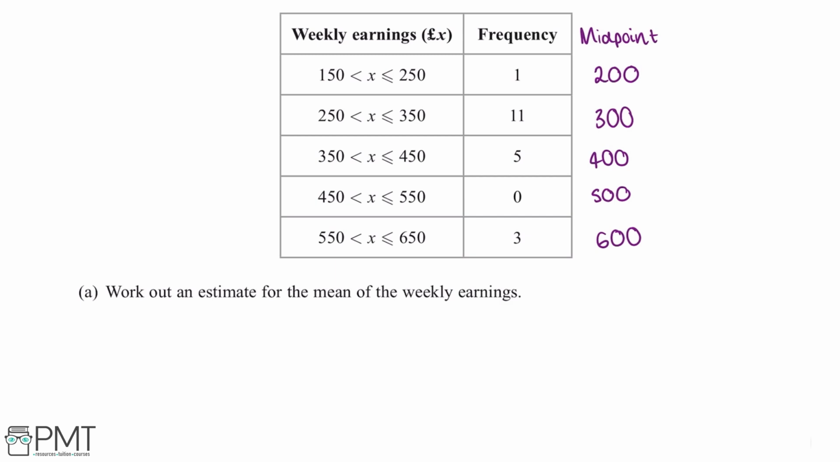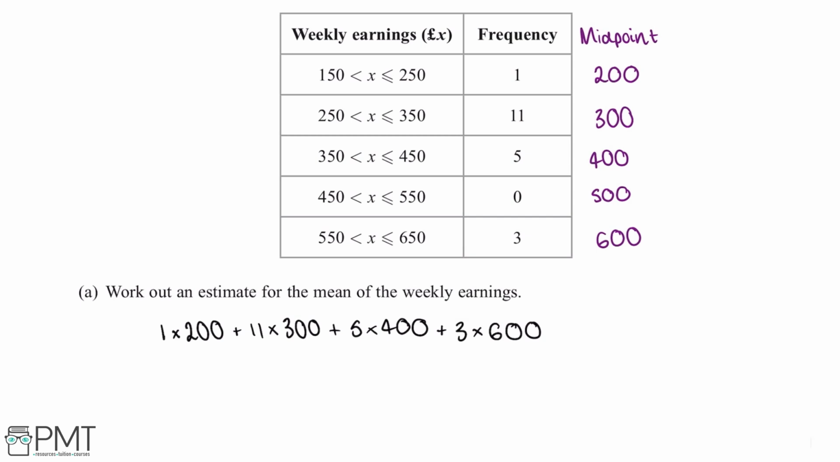So as we can see from the frequency column, one person has a weekly earning of 200. So we can do 1 multiplied by 200. And the next row down, 11 people have a weekly earning of 300. So we can add 11 times by 300. Next, 5 people have an earning of £400. So we'll do 5 multiplied by 400. 0 people have an earning of 500, so we can miss this one out. And then finally 3 people have a weekly earning of 600.